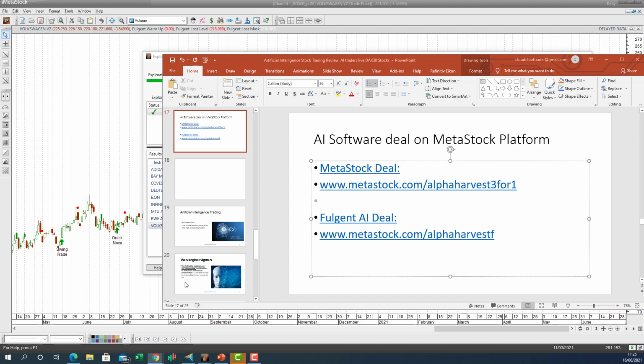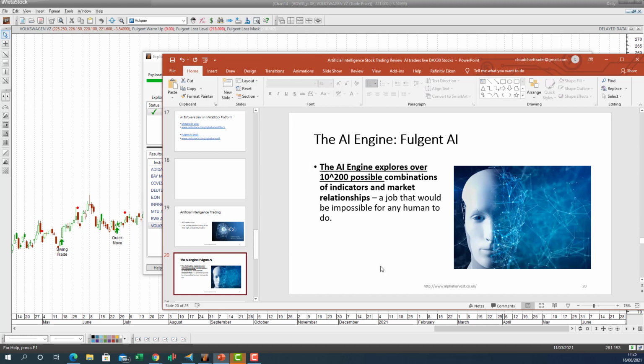It's truly an amazing piece of software, thinking that we can do so many different combinations of calculations using almost all of the technical indicators available, and the AI comes up with all these different relationships in developing its trading strategies.